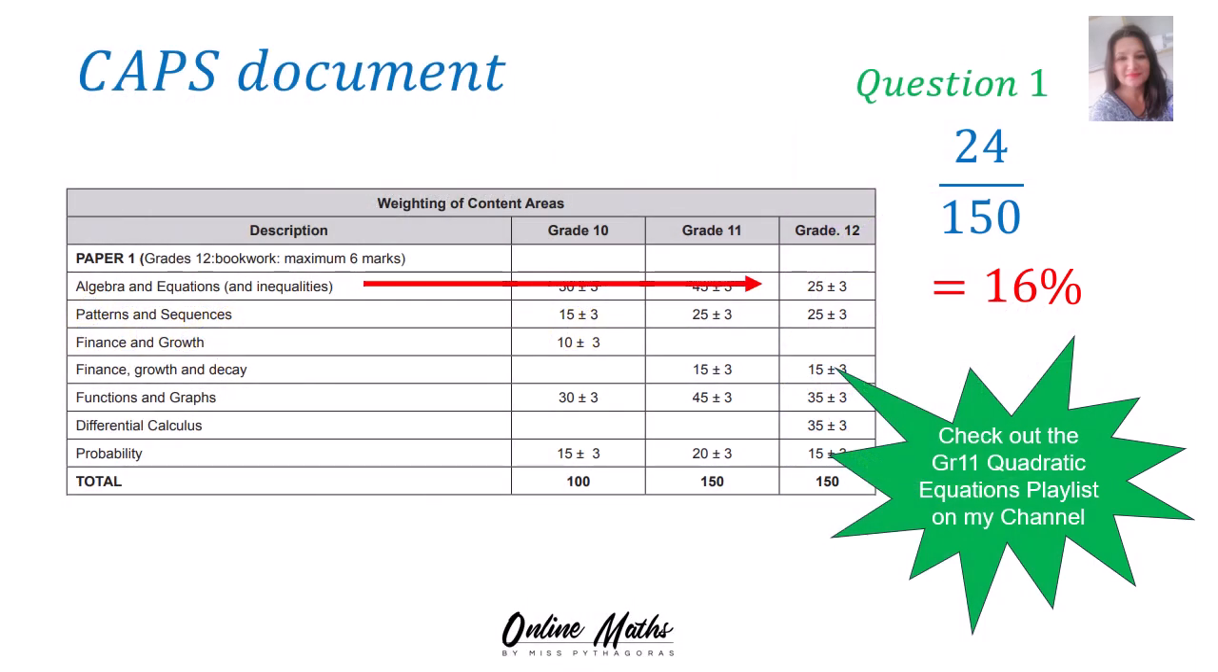Here you can see from the CAPS document, algebra and solving equations and inequalities will count around about 25 out of the 150. In this paper, question 1 counts 24, which is 16% of the paper. Remember, this is a grade 11 topic, and there's also a whole playlist on solving quadratic equations on my channel. But let's go to the question.